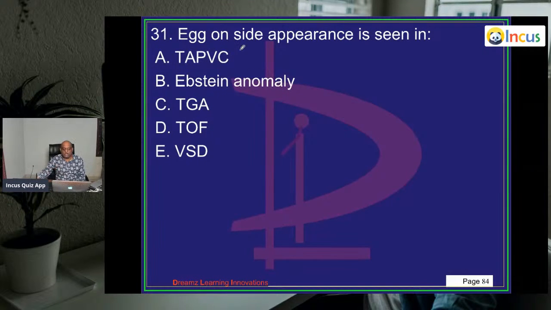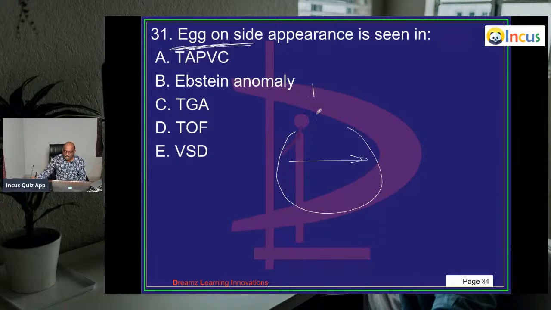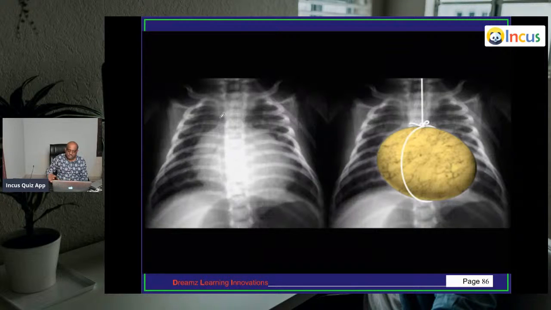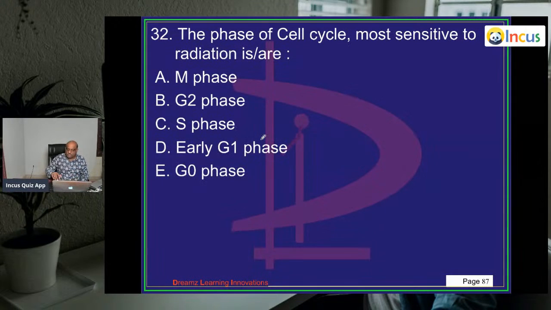Egg on side appearance, where do you see? So obviously when the heart is globular and the great vessels have thinned down into a shrink, that typically happens with transposition of great arteries, then the vascular pedicle becomes narrow, the heart has become globular like an egg. That is the reason it is called egg on string appearance, is what we need to remember.